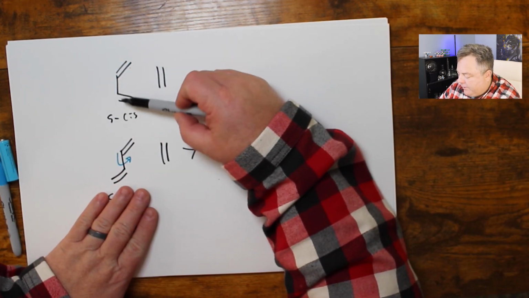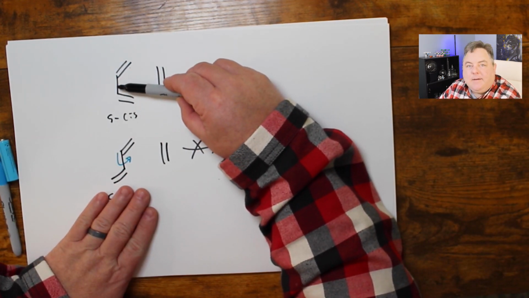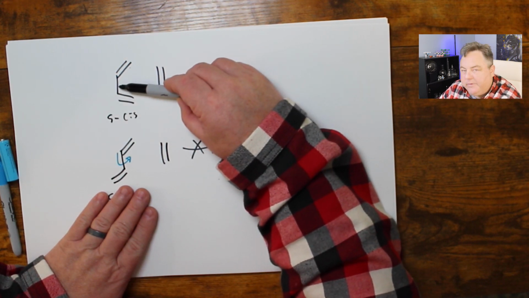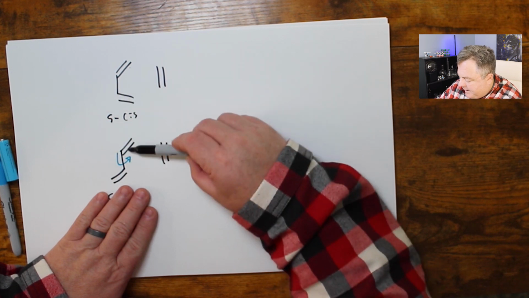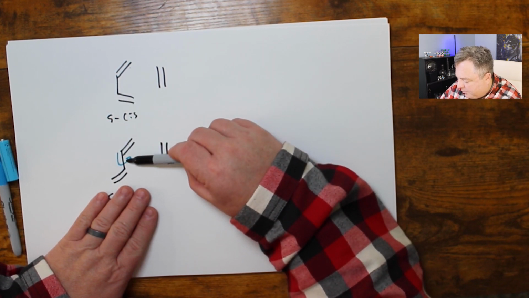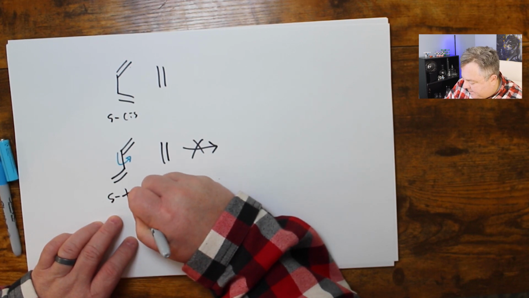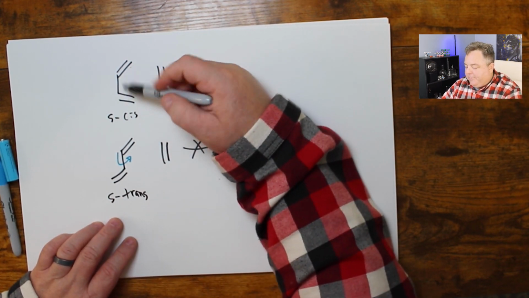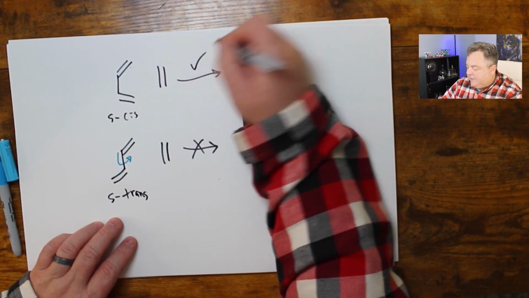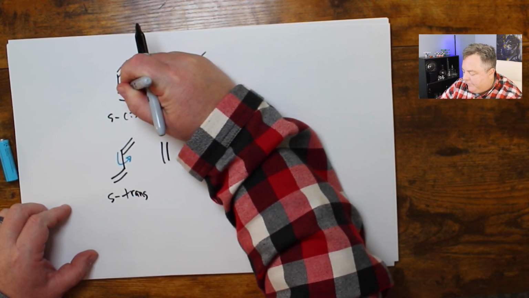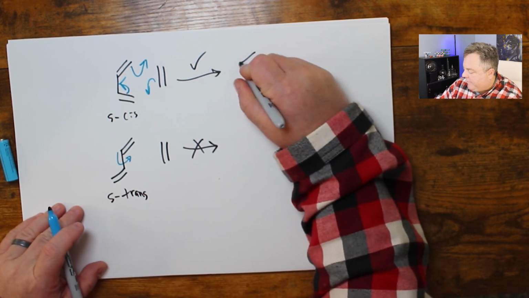So we call double bonds that are on the same side of a sigma bond S-cis. They're cis about this sigma bond. And these would be trans on this single bond or sigma bond. So we call those S-trans. And our diene needs to be S-cis in order for the reaction to happen, because they both need to be on the same side in order for me to zip all the way around to make my final product.